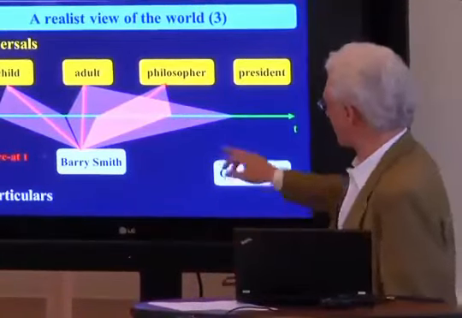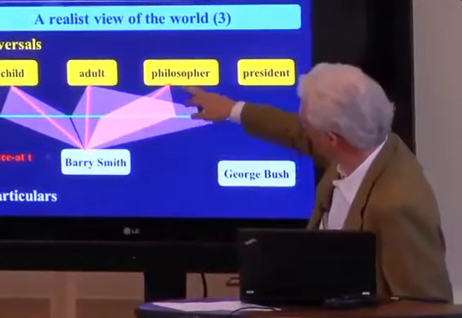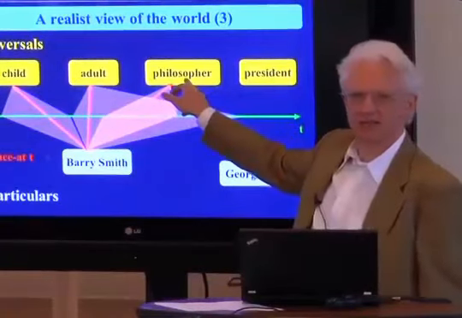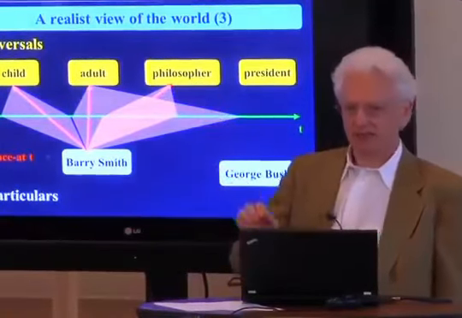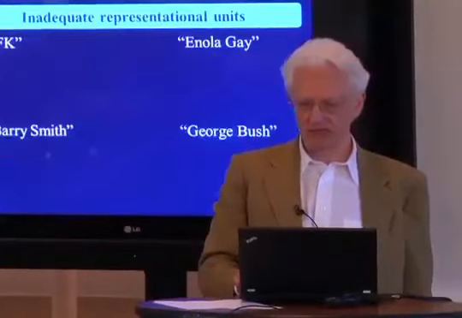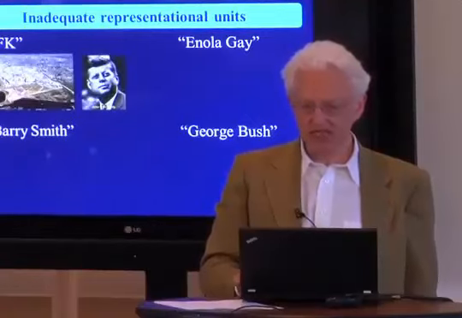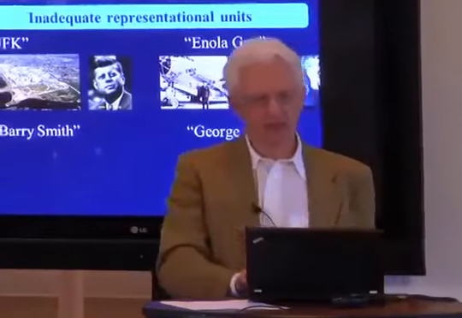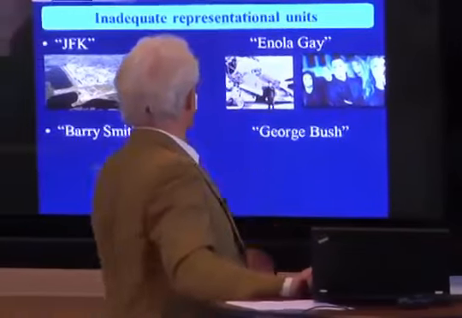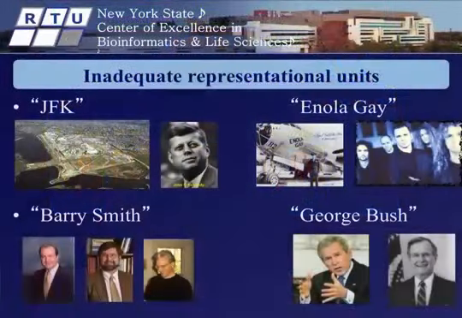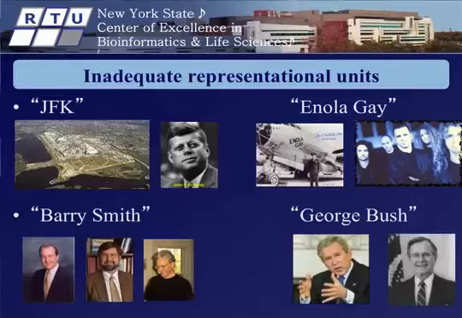And similarly, there was a time when this particular was an instance of the type philosopher. And similarly with... Now, these ways of representing, namely JFK and Enola Gay and George Bush, are not good ways of representing, if we want to be precise, because there are several things called JFK, there are several things called Barry Smith, there are several things called George Bush, and there are several things called Enola Gay.